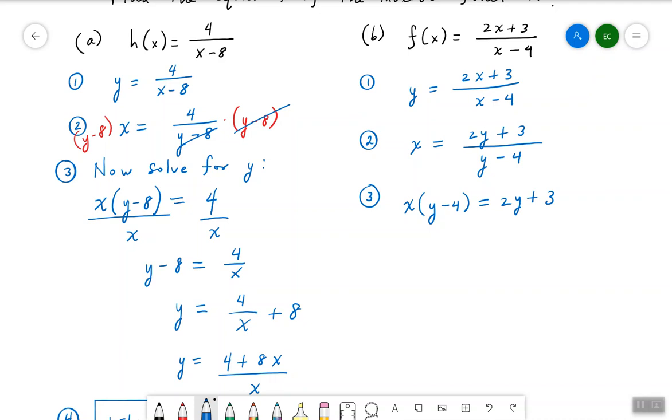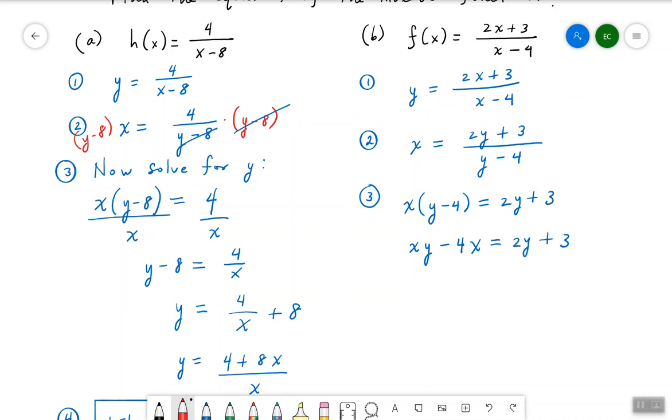And so now we need to solve for y. And we have y on both sides of the equation. We need to get the y's all together on one side, and we need to get everything else over to the other side. So at this point, what we really want to do is distribute the x. So we'll have xy minus 4x is equal to 2y plus 3.